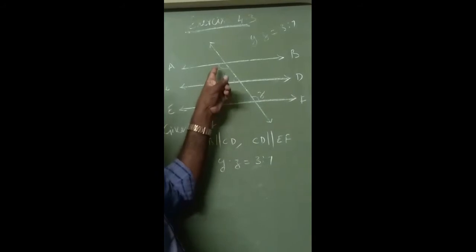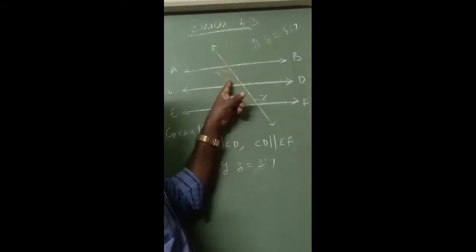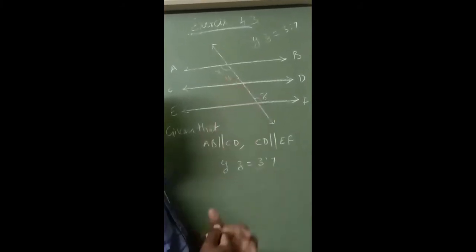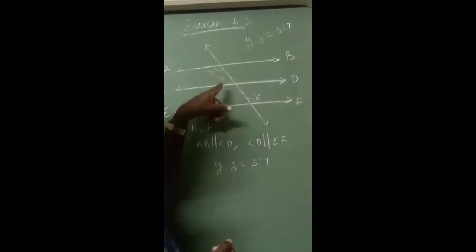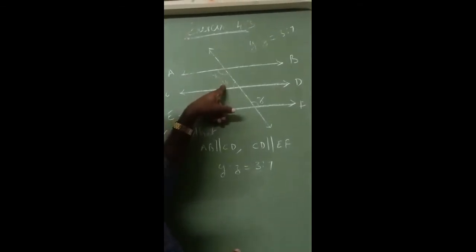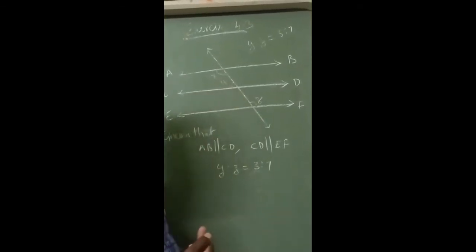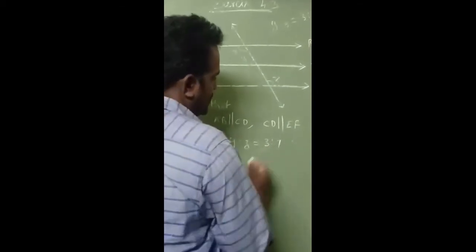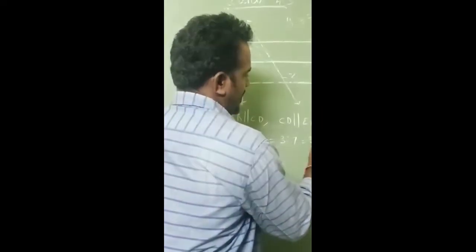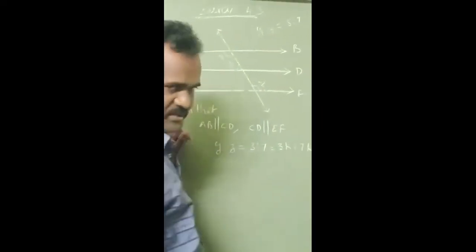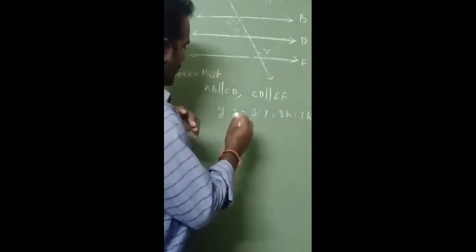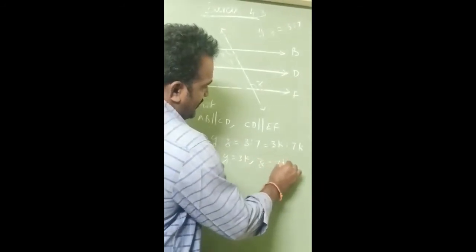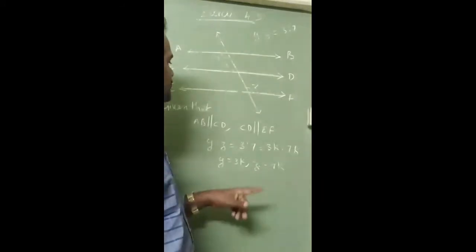See here, first of all, these both are interior angles. And this angle and this angle, what are these angles? Here this angle is Y. This ratio is given, Y is to Z. These two angles' ratio is given. Now, Y is to Z is equal to 3 is to 7. That is equal to 3K is to 7K. K is constant. That means Y is equal to 3K, Z is equal to 7K.